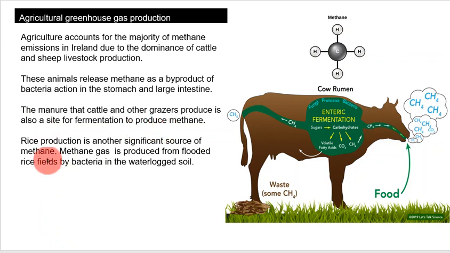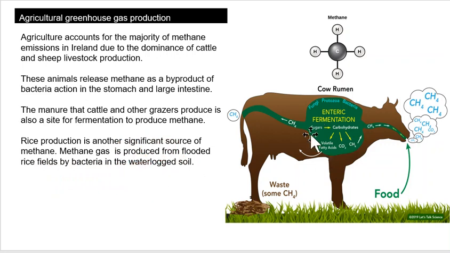Also, if you take rice production, in China, for example, they have massive rice fields. Rice production is another significant source of methane. Methane gas is produced from flooded rice fields by bacteria in the waterlogged soil as well.